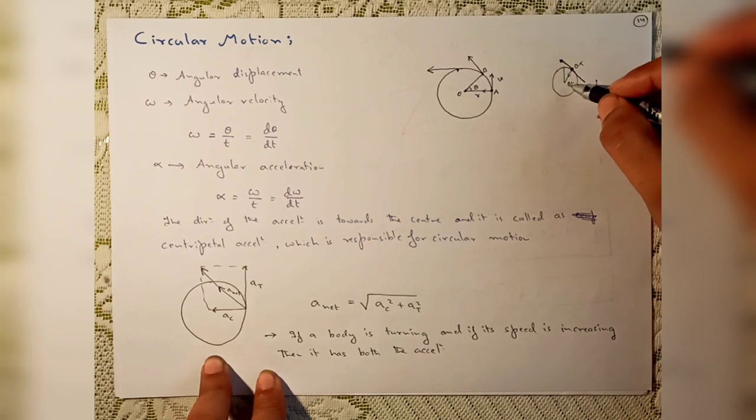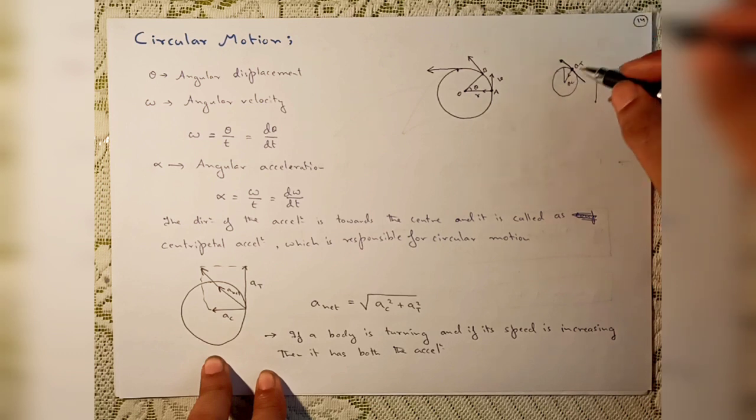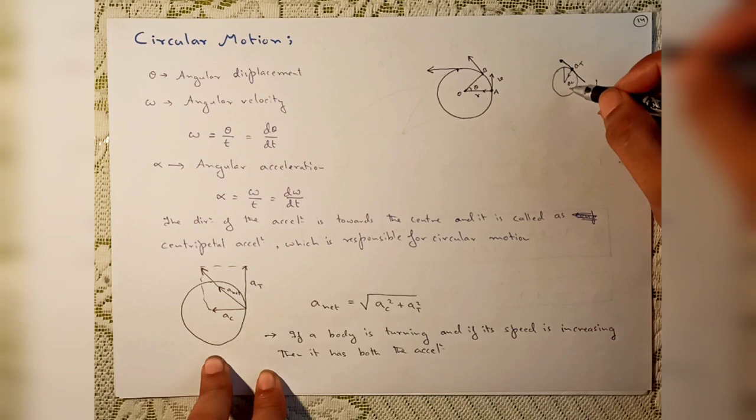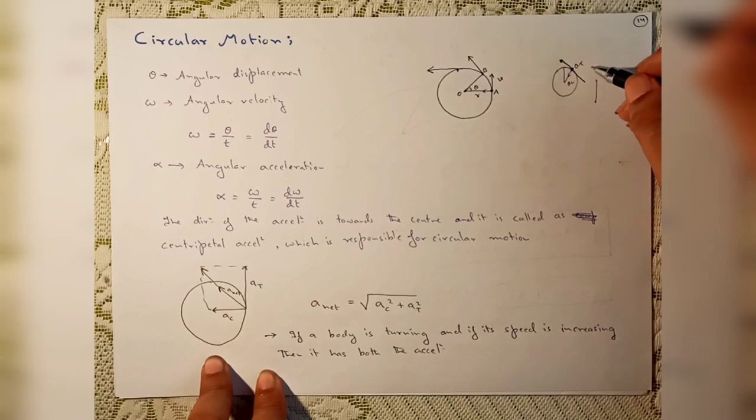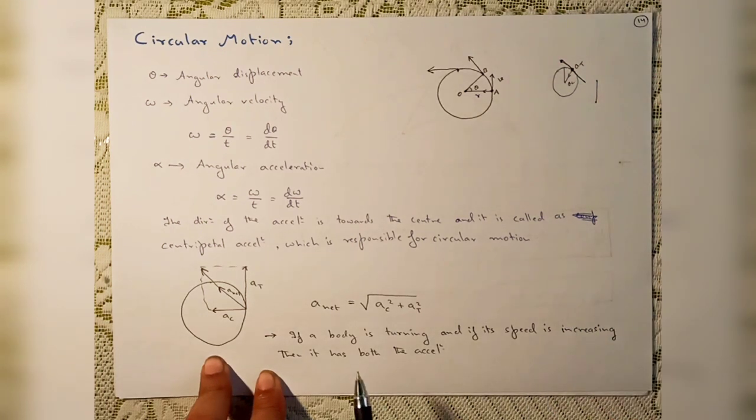So if you have both accelerations, centripetal acceleration will always be present in circular motion, but tangential acceleration can be present or it cannot be present. Suppose centripetal acceleration is present and tangential acceleration is also present, then the body is turning and its speed is increasing, so it has both accelerations.